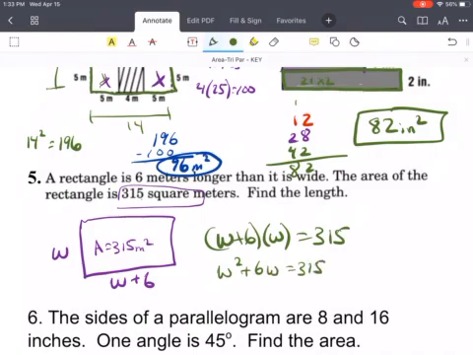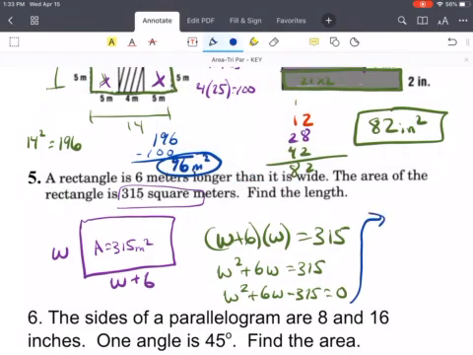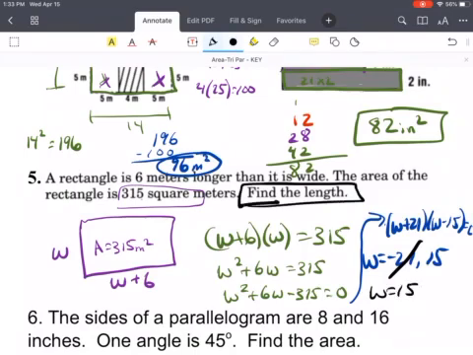So this becomes a factoring question that we need to solve. Subtract the 315 over. And we need two numbers that multiply to negative 315 and add to 6. And so we are going to have (w + 21)(w - 15) = 0, and we are going to get w is negative 21 and 15. We know that the width can't be a negative dimension. So our width is 15, but it asks us to find our length. So plugging in 15, we get that our length is going to be equal to 21 meters.